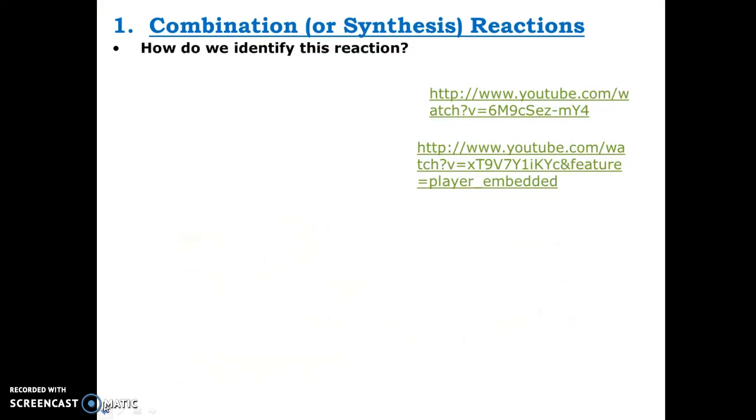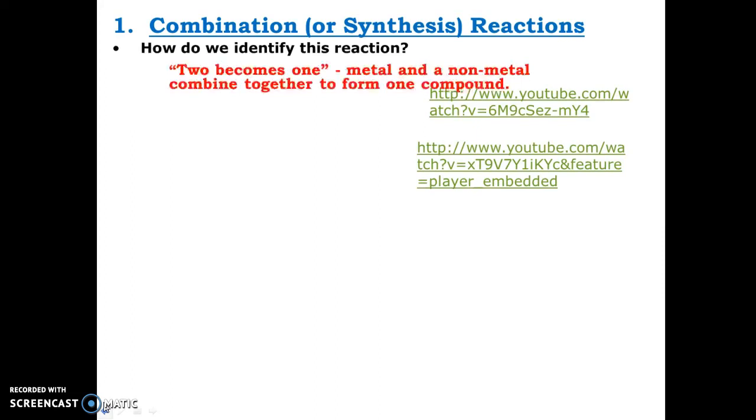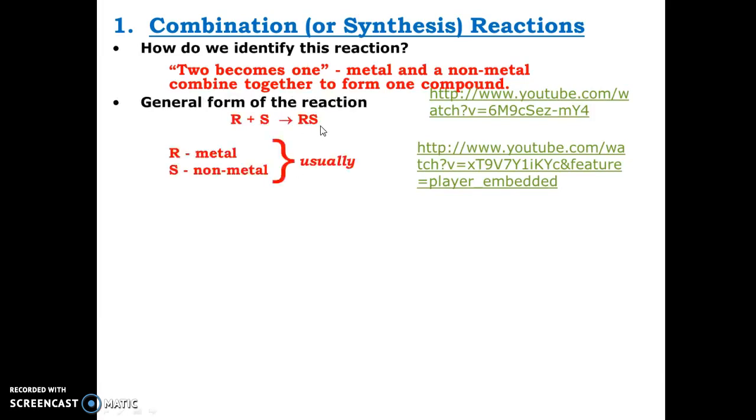So how do we identify a synthesis reaction? Well, it's when 2 become 1. Typically, you're going to have a metal and a nonmetal combine to form one compound. So the general form of this reaction is R plus S produces RS, with R representing typically a metal and S representing a nonmetal. And everything in red here is what's going on in your note guide. So please take some time and jot these down.